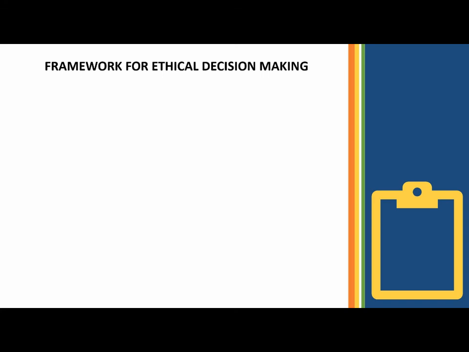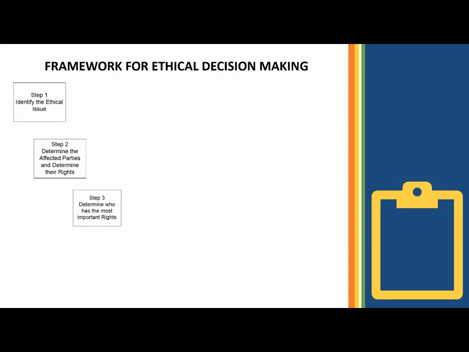So in summary, let's take our ethical theories and apply them to our framework for decision making. So step 1, we identify the ethical issue. Step 2, we determine the affected parties and determine their rights. Step 3, we determine who has the most important rights. Step 4, we determine alternate courses of action. And then step 5, we determine the consequences of each of those actions.